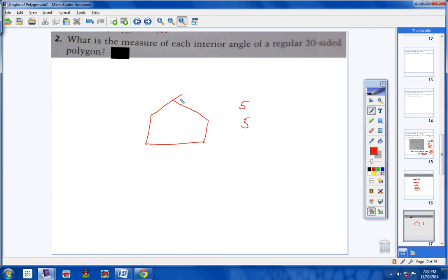Well, there's one here with a dot. Here's one here with a dot. Here's one here with a dot. Here's one here with a dot. And here's one here with a dot. How many? 5. Are you not seeing the pattern? However many sides I have, that's how many interior angles I have. And that's how many exterior angles I have, okay?